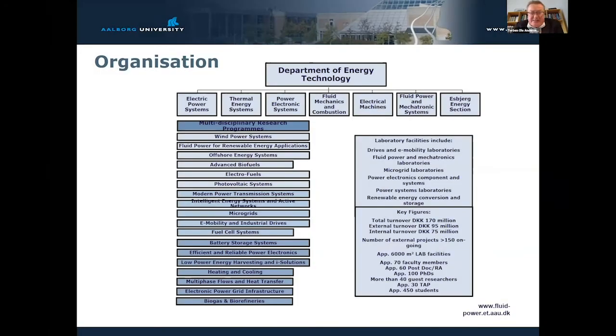The way that we are organized is that we have different sections above the Department of Engineering: electrical power, thermal energy, power electronics, fluid mechanics, electrical machines, and then of course the most important one, fluid power and mechatronic systems, where I belong. We are about 250 people, so it's quite big. We organize it in research programs, and the idea is that all these research programs, which are moving more or less into the mechatronic area, can take input from all these sections. We don't have to collaborate with so many people outside, and it makes it much easier to run all these research programs.